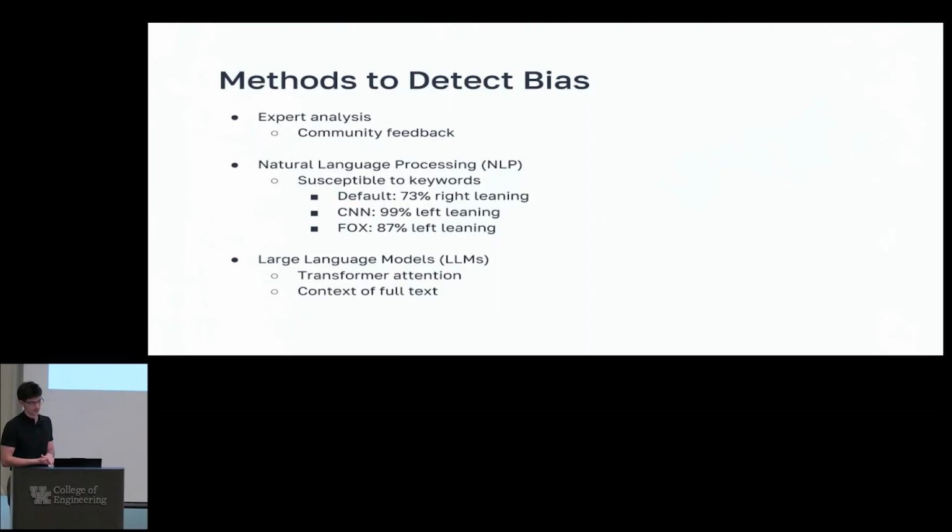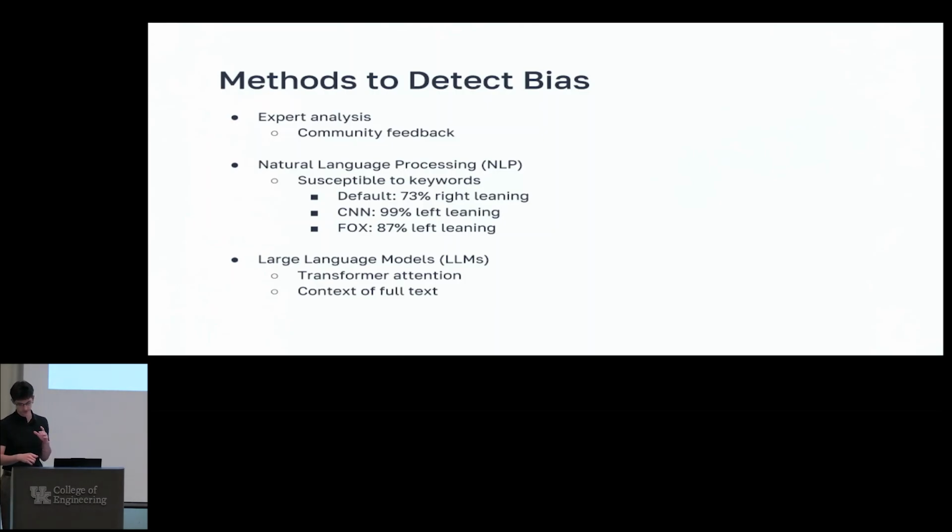So LLMs use something called transformer attention, which assigns weights to every word according to its relevance to the LLM's current task, which allows these LLMs to create long-range dependencies and understand how words are being used in the context of small chunks of text, as well as the context of the full article.